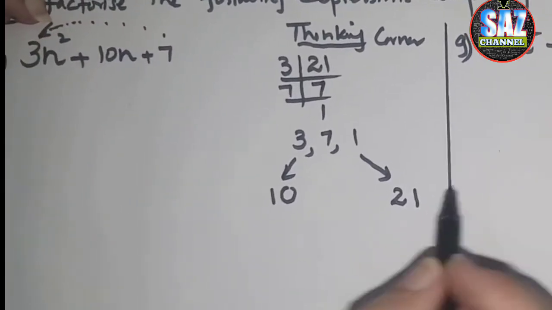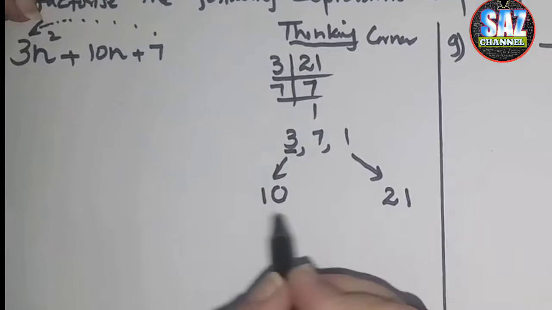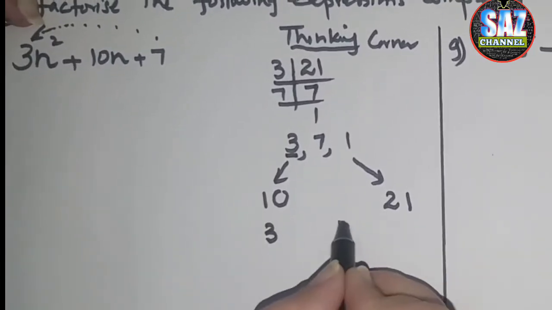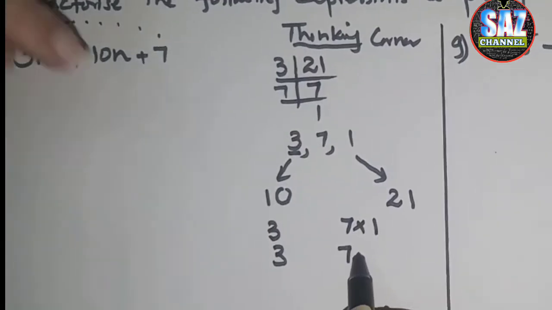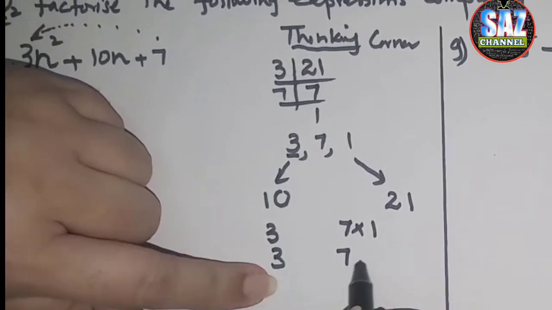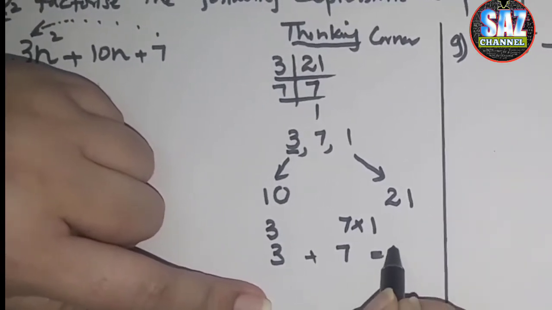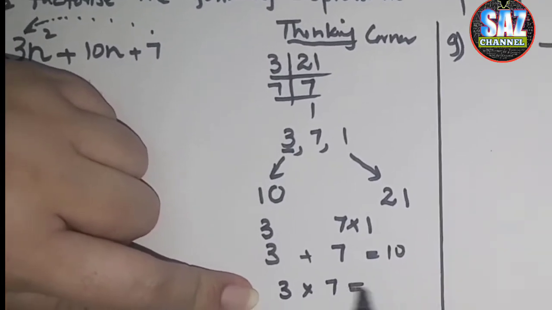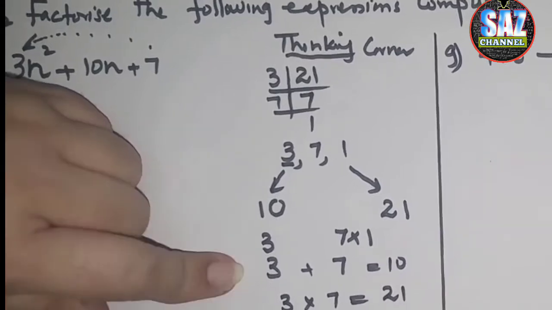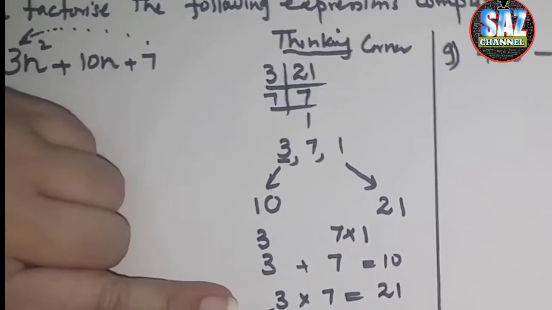Now what to do: if I'm taking 3 alone and 7 multiplied by 1, I'm getting 3 and 7. When I'm adding 3 with 7, 3 plus 7 gives me 10, and at the same time 3 and 7 when I'm multiplying give me 21. So I hope this is the best choice for this question.